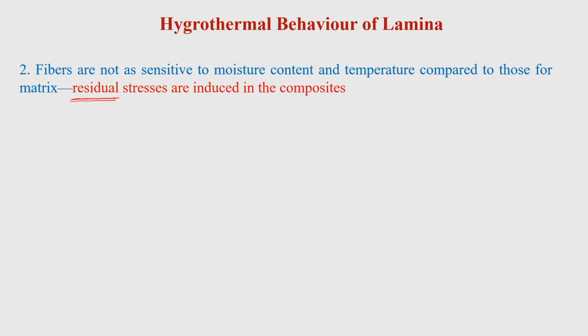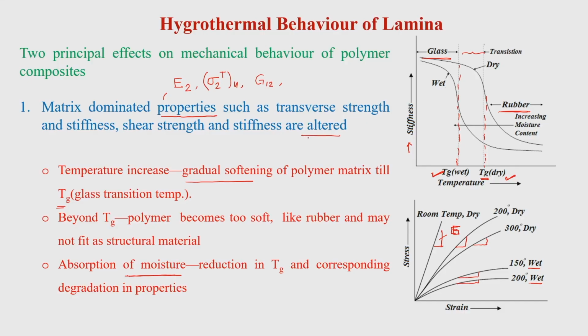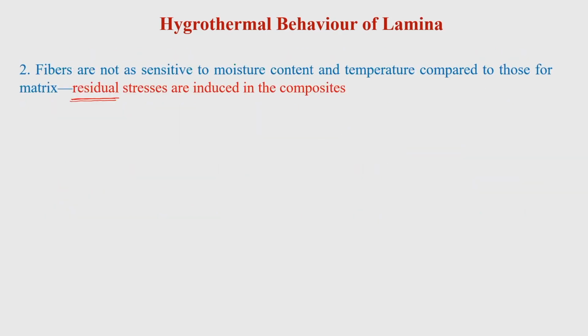We will make a detailed discussion to understand what exactly is residual stress, but what is important is that temperature increase as well as moisture absorption has two principal effects. Number one, the matrix dominated properties such as transverse strength and stiffness get altered, and then residual stresses are actually induced in the composites.